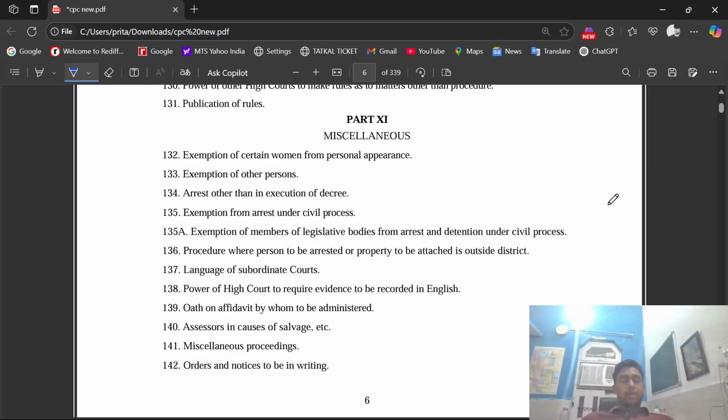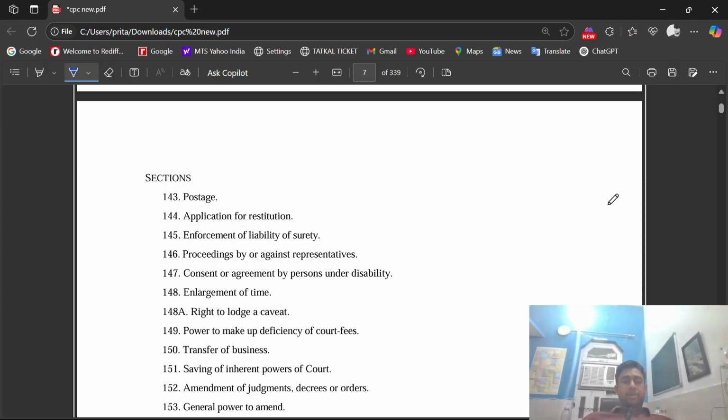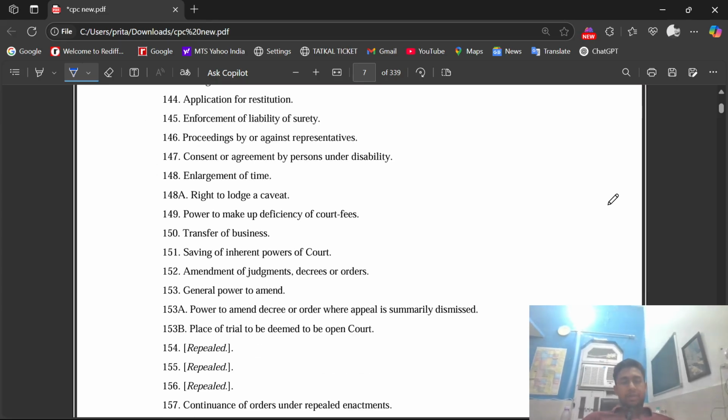Section 141, miscellaneous proceeding. Section 142, orders and notices to be in writing. Section 143, postage. Section 144, application for restitution. Section 145, enforcement of liability of surety. Section 146, proceeding by or against representative. Section 147, consent or agreement by person under disability. Section 148, enlargement of time. Section 148A, right to lodge a caveat. Section 149, power to make up deficiency of court fees. Section 150, transfer of business. Section 151, saving of inherent power of court. Section 152.